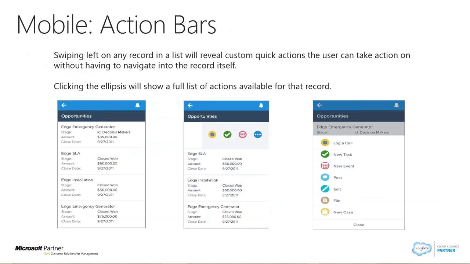Instead of having to drill into that opportunity to log an action, or log a task, create an event, etc., they now can just swipe left and create it right from the list view.